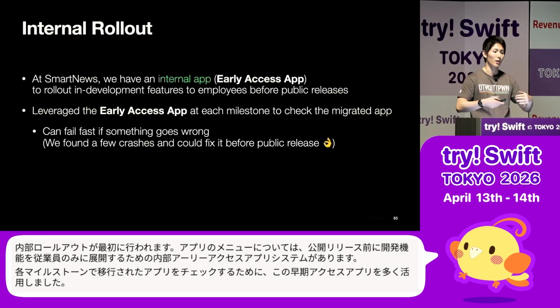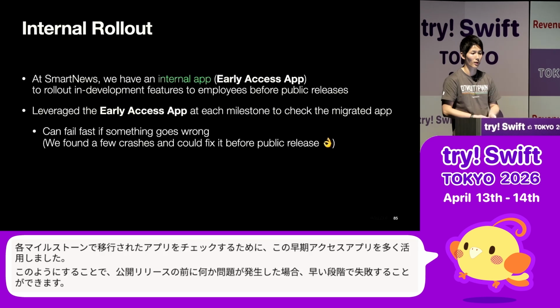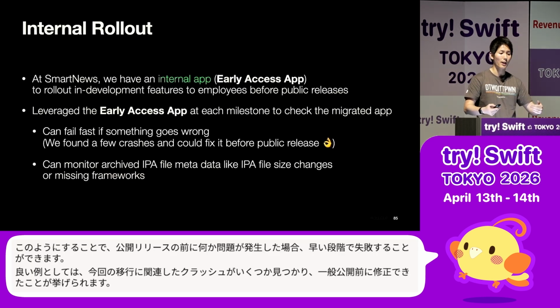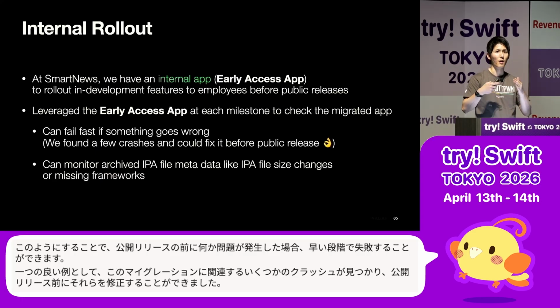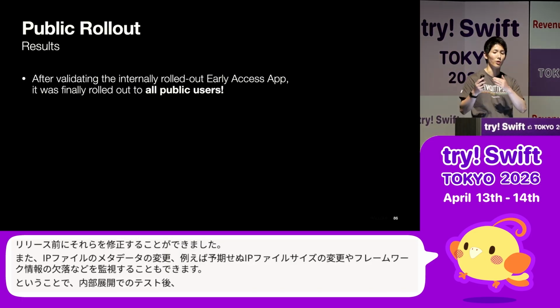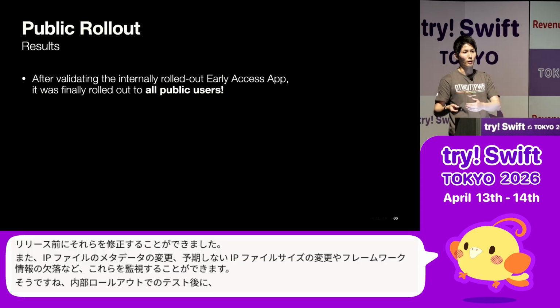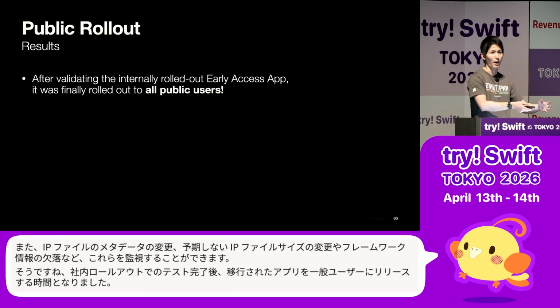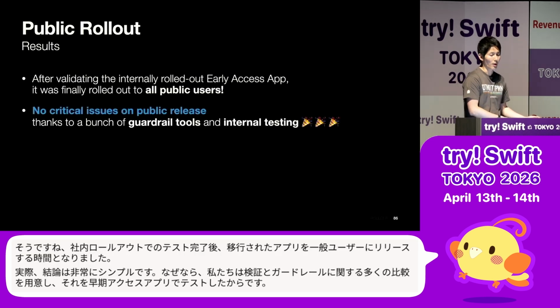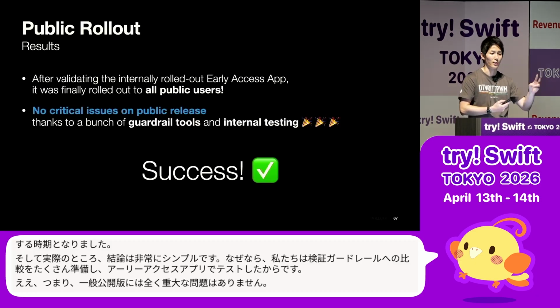One good example is that we could find a few crashes related to this migration, and we could fix them before the public release. Also, we could monitor IPA file metadata changes, like unexpected IPA file size changes or missing frameworks information. So after testing on the internal rollout, it is time to release the migrated app to the public users. And actually, the conclusion is very simple because we prepared a bunch of comparison tools and validation tool guardrails, and we tested them on the early access app. So yeah, totally no critical issues on the public releases. Yes, we have done the zero-downtime migration with 2 engineers.